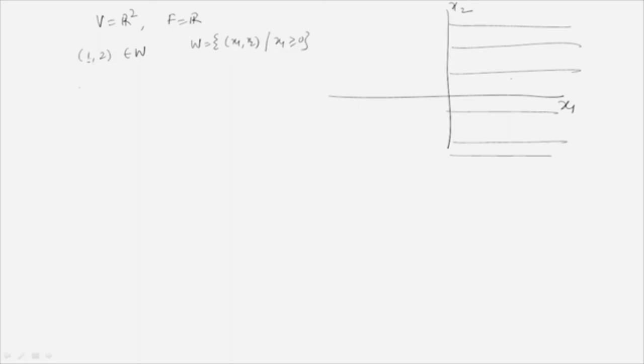And alpha is any real number, it comes from the field. So if you take alpha as minus 1, say, then minus 1 dot (1, 2) will be (minus 1, minus 2), which is not in W. So that means it is not closed with respect to scalar multiplication, and that means it will not constitute a subspace of this vector space V.